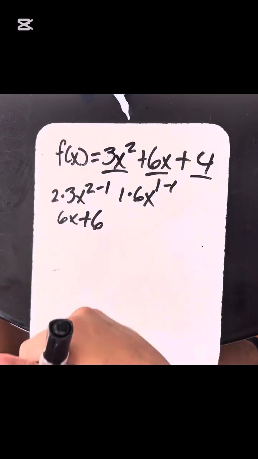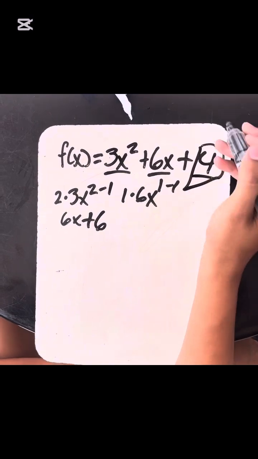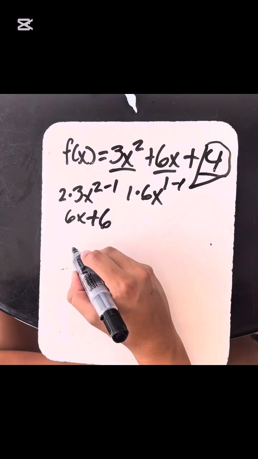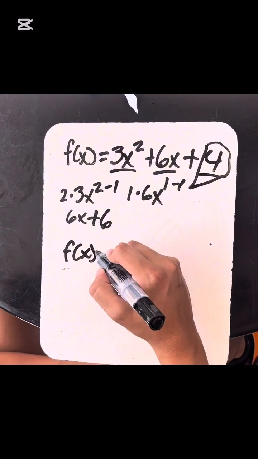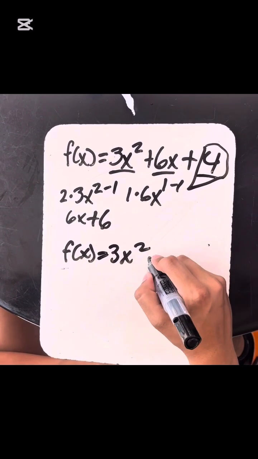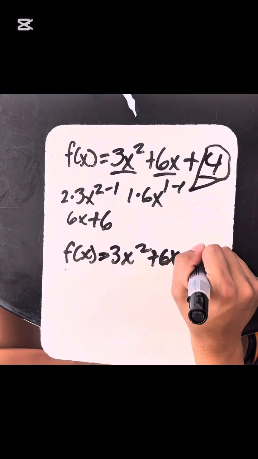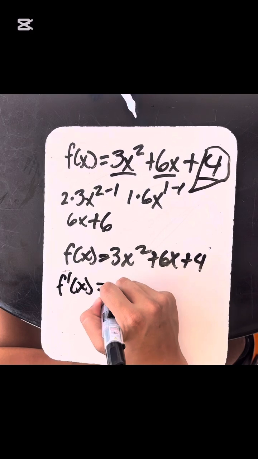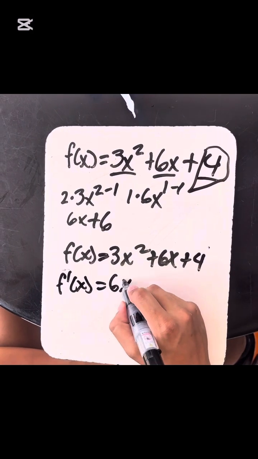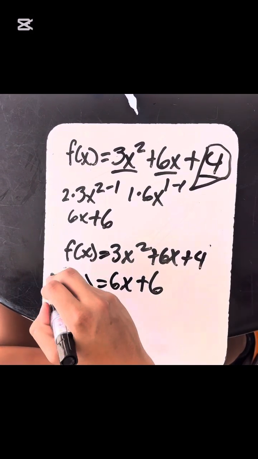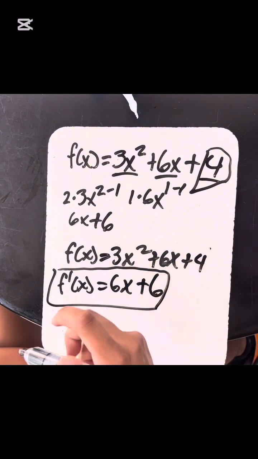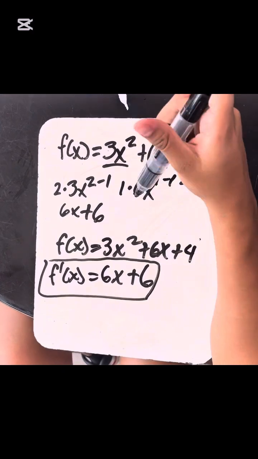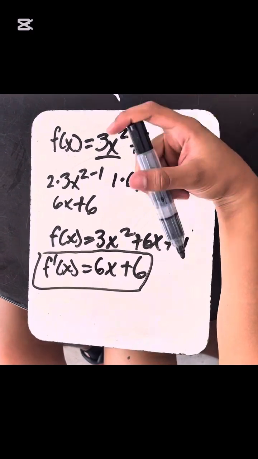And remember the rule we explained before. Each constant number, their derivative is 0. So our derivative for 3x squared plus 6x plus 4 would be equal to f prime of x would be equal to 6x plus 6. And that's the final answer. And this is finding derivatives using the power rule.